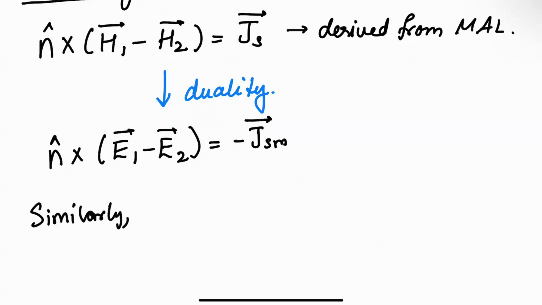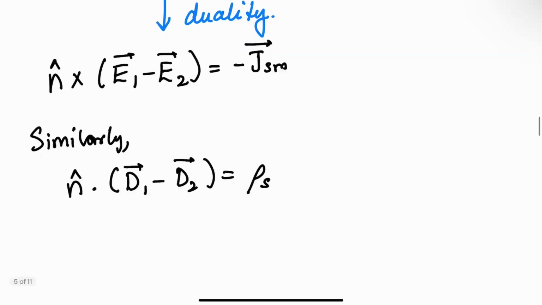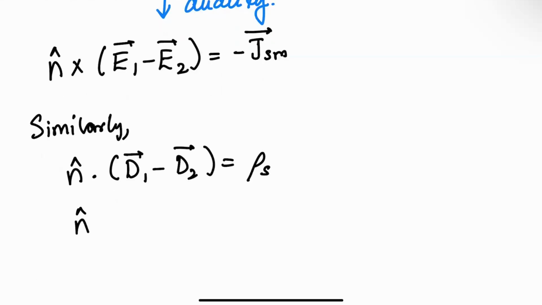Similarly, we can do it for the normal component of D, which is rho s. In that place, I can apply duality and I get the normal component of B1 minus B2 equal to, is it rho or minus rho? Yeah, equal to rho sm.